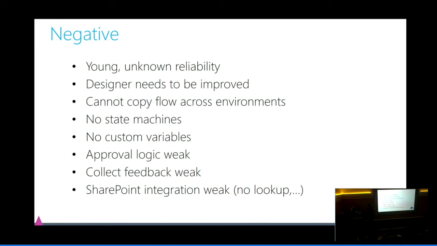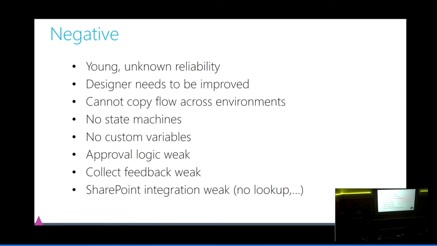Also, we cannot copy flows across environments. We have no state machine yet. So if you take a look at the data policy workflow engine, they have state machine. That is important. We cannot create custom variables. So if you go through the different actions in the flow, there is the action create variable, okay? But you cannot create your own variable, a counter or whatever. Even though we have loops, we can go through arrays, we can use hash tables, etc., we don't have custom variables yet. This is coming.